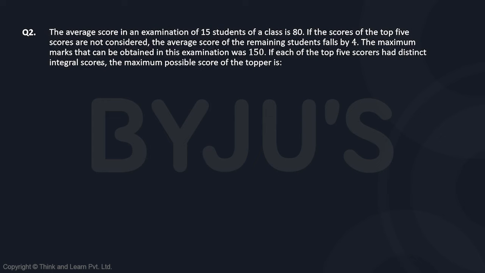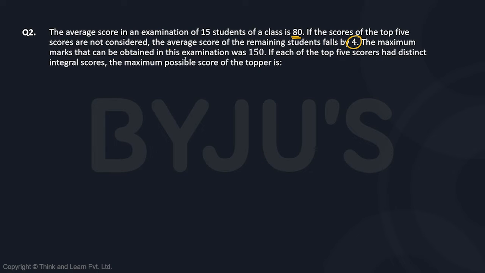Now, question number 2 on your screen. The average score in an examination of 15 students of a class is 80. So there are 15 students, their average is 80. If the scores of top 5 scorers are not considered, then the average score of the remaining will fall by 4. So that means the average of the remaining will become 76.